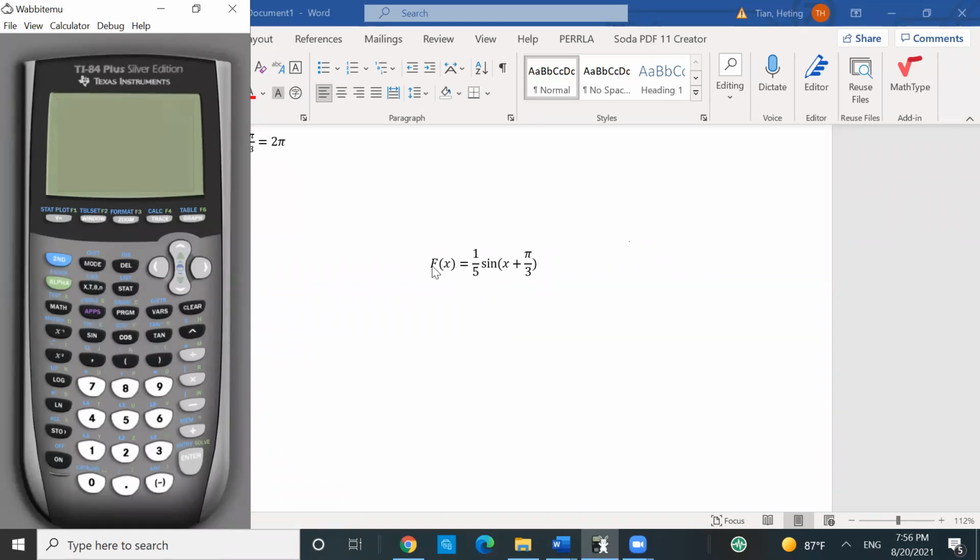First, remember that the functions we plot are always in radians mode, for example pi over 3. So we need to check whether our mode is the radian mode. Yes, the radian is highlighted. So we click 2nd Mode, we quit.